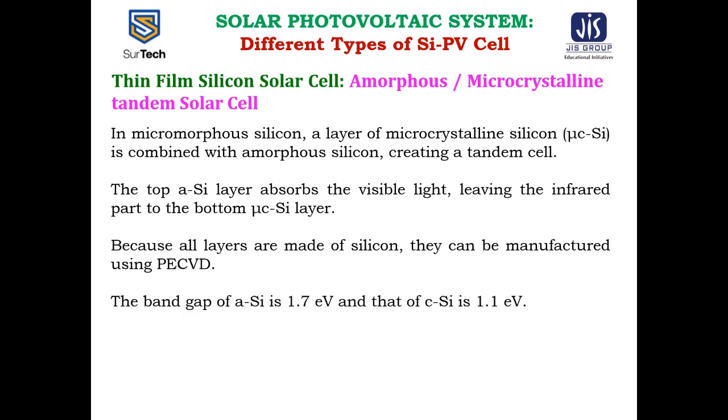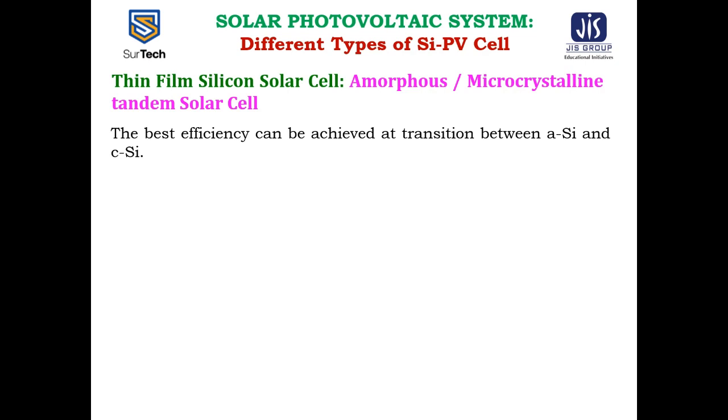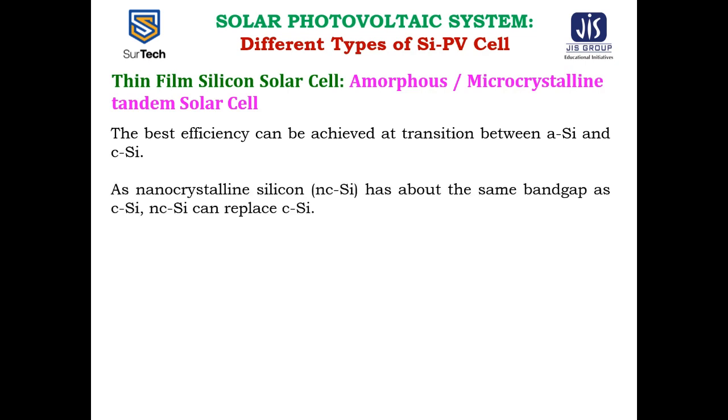The band gap of the amorphous silicon is 1.7 electron volt and that of the crystalline silicon is 1.1 electron volt. The microcrystalline silicon layer can absorb the red and the infrared. The best efficiency can be achieved at the transition between the amorphous silicon and the microcrystalline silicon. As the monocrystalline silicon has about the same band gap as the crystalline silicon, the nanocrystalline silicon can replace the crystalline silicon.